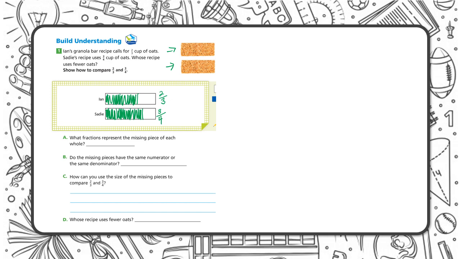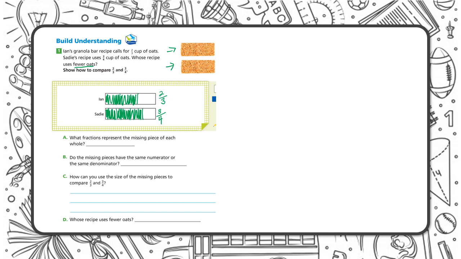Okay. And the question is asking whose recipe uses fewer. Fewer is another word for what, boys and girls? Less. Okay. So whose recipe uses the least amount of oats? Okay. Ian's recipe does. You can see by the bar model or the fraction bar that it is less shaded. So he's using less oats.